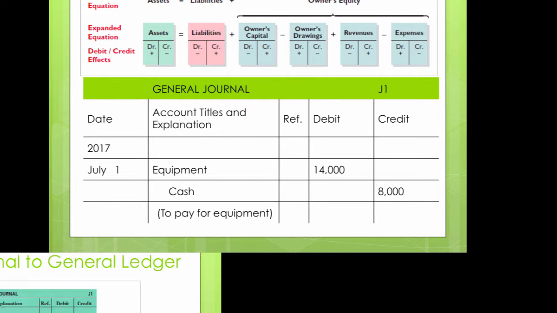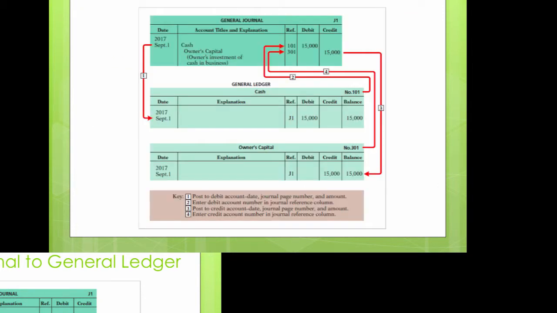Now, this is the general journal. Another visual. This is for September 1st, and notice that there's a debit for cash first, and then a credit for owner's capital, and you know that it's a credit because it's indented. From the general journal, we then transfer the journal entries to the ledger accounts. These are the ledger accounts at the bottom. This is called posting.